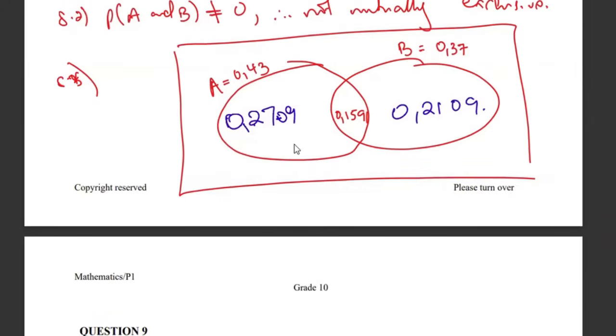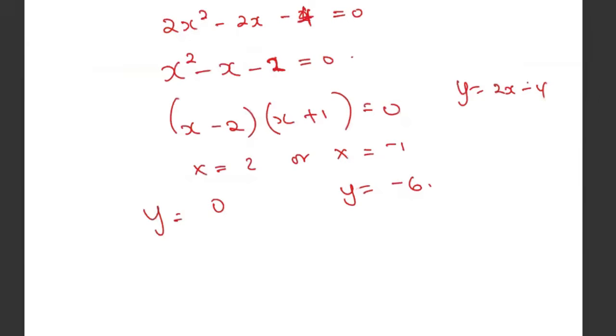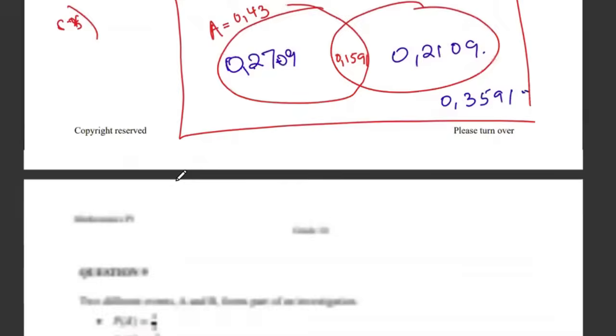Remember we said we don't get a 1. So 0.43 plus 0.2109, I get 0.6 something. Then when I subtract from 1, I'm getting 0.3591. So if I can represent this, then I have my Venn diagram for the marks that I need. So we have to represent even these people that don't take part in anything. Okay, so that is question number 8.3 for 4 marks.